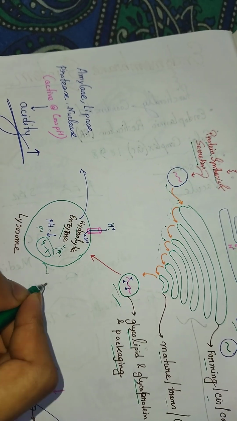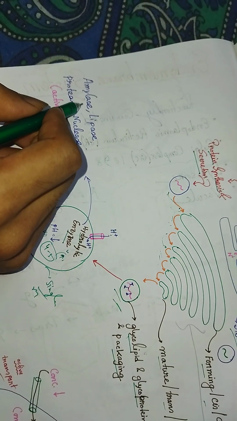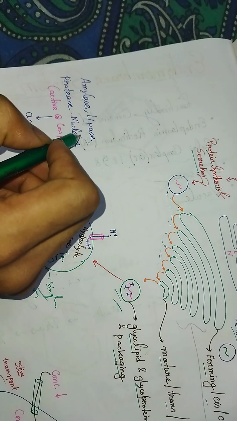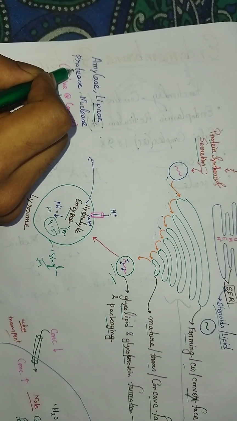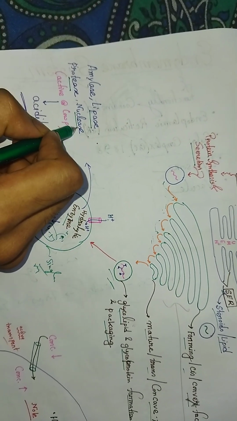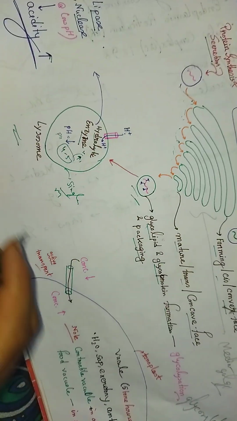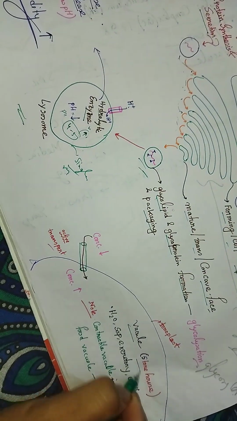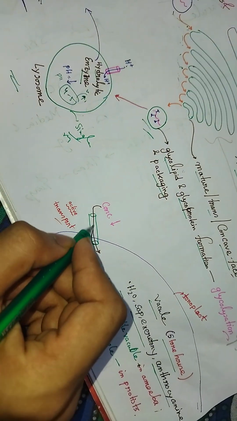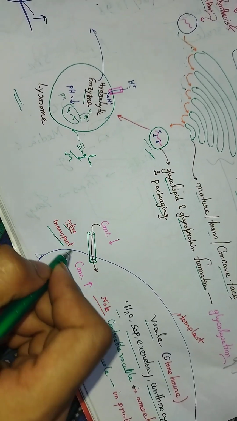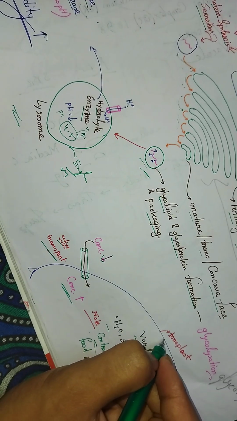This has a single membrane. Then amylase digests carbohydrates, lipase digests lipids, protease digests proteins, and nuclease digests nucleic acids, with an increase in acidity. And here is the vacuole, the storehouse of water, sap, excretory products, etc. Here there is active transport because it moves from low concentration to higher concentration, and this membrane is called the tonoplast.